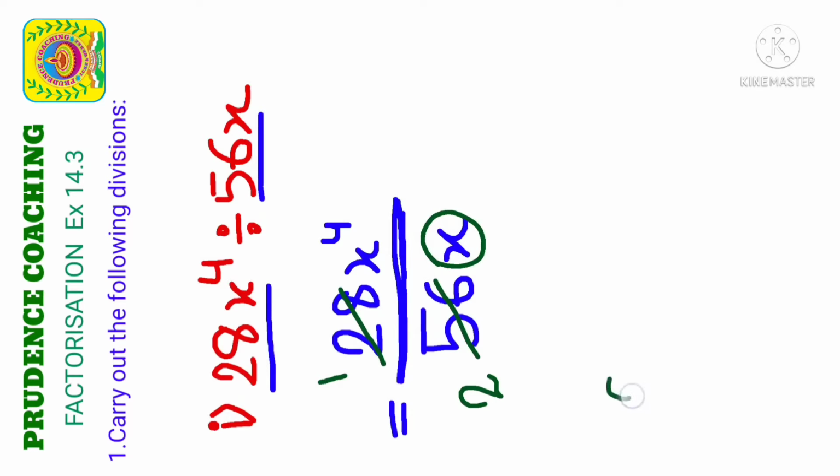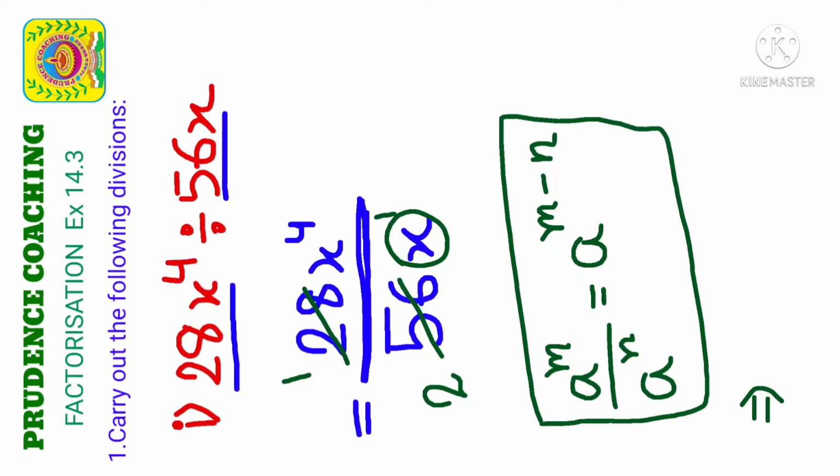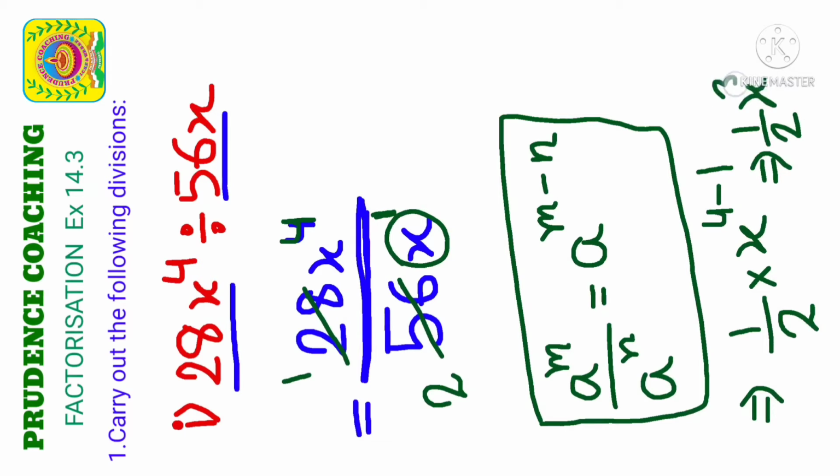You always know that if a is the variable, then a to the power m divided by a to the power n, where m and n are integers, you can write it as a to the power m minus n. So if we apply this here, we have x to the power 4 and x to the power 1. So it will become x to the power 4 minus 1. So this one will be in minus. So your final answer here will be half into x to the power 3.